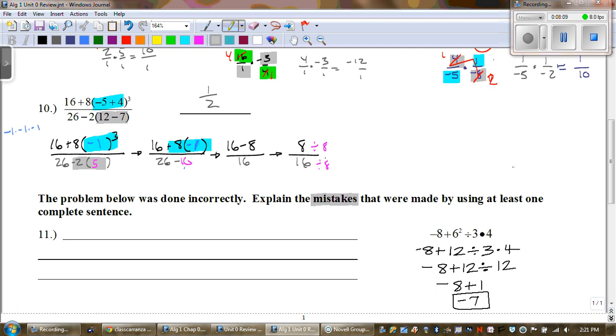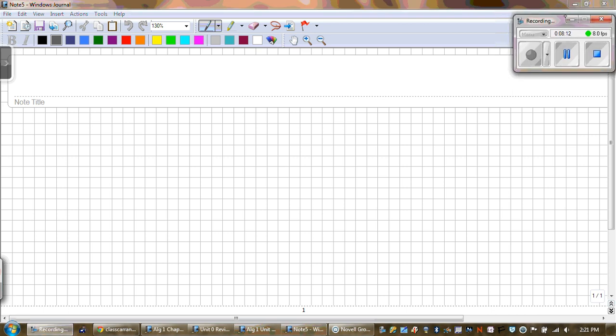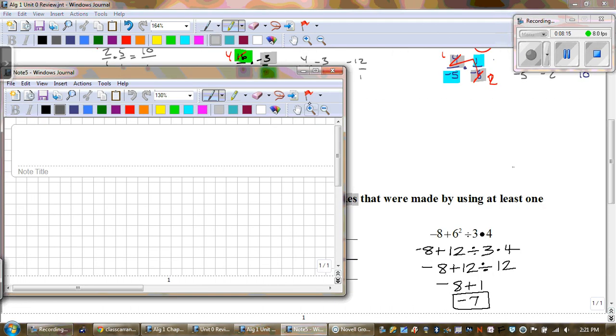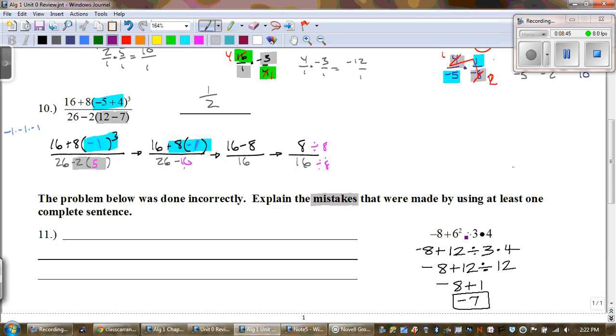So what I'm actually going to do is the problem on a separate sheet of paper, just over to the side. I'm going to write negative 8 plus 6 squared divided by 3 times 4. Well, the first thing that we should do here is exponents. So negative 8 plus 36 divided by 3 times 4. Well, what did they do? Take a look. They did it wrong, okay?